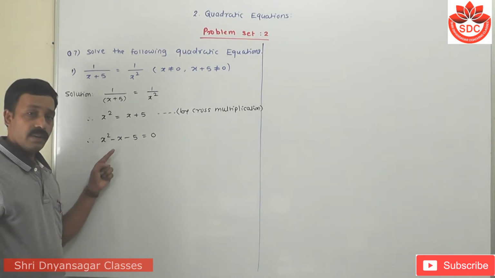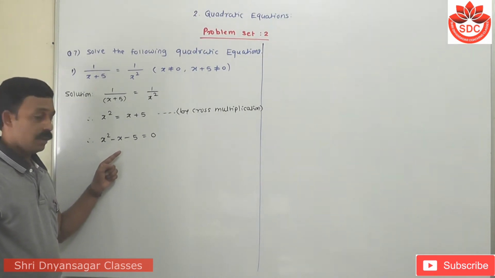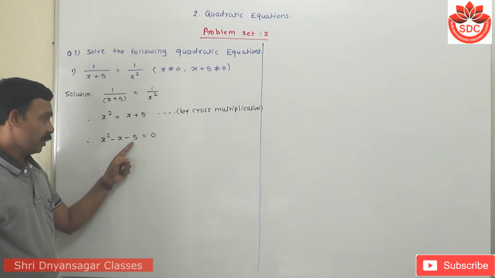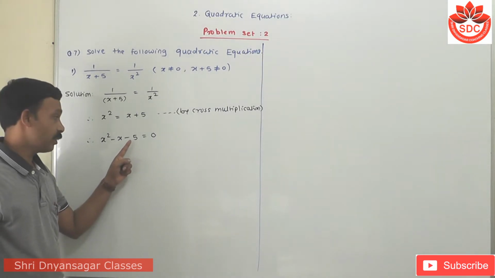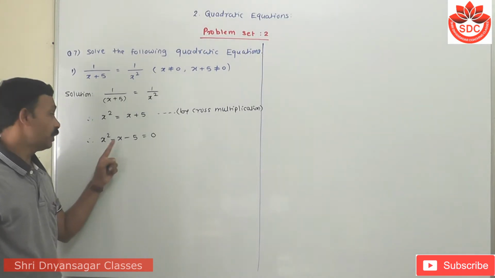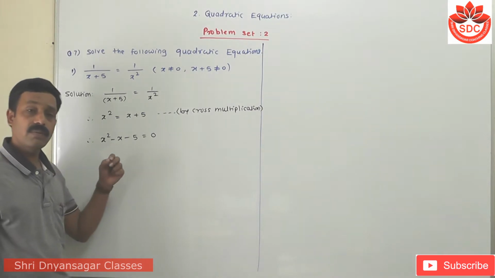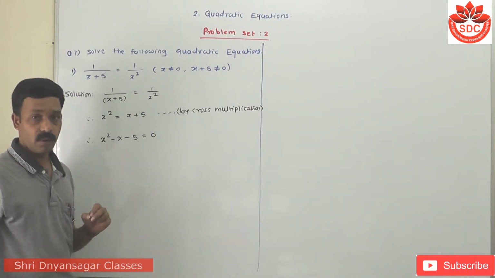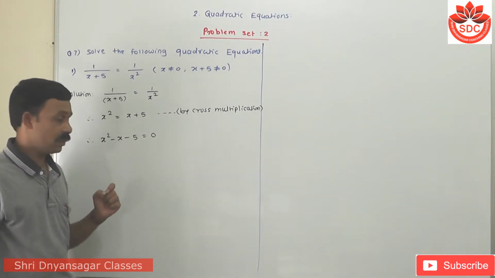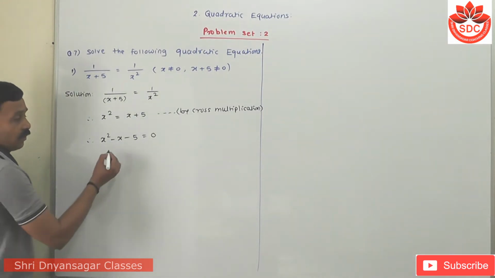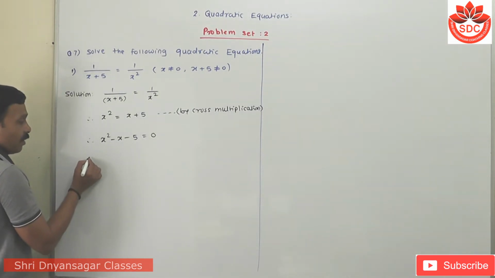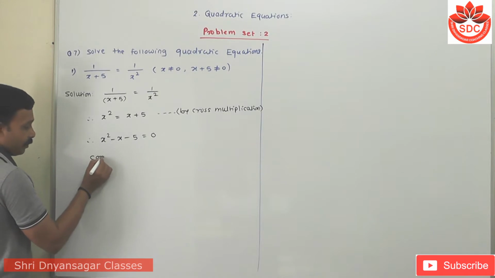Students, we use the formula method here, which is the simple one, because we cannot factorize this: the factors of minus 5 whose addition is minus 1 do not exist. So we use the completing square method or formula method. The simple one is the formula method, so we have to use the formula method. Now, then comparing.